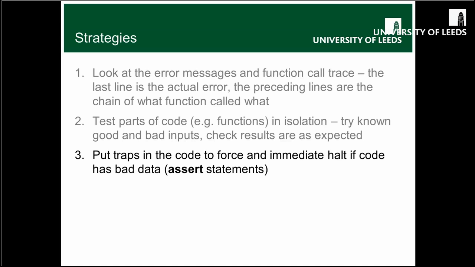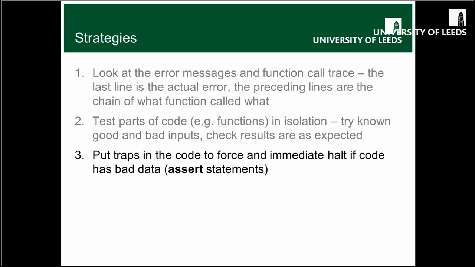So the next thing is to try and actually work out exactly why it's not working, how is it not working properly. There are a couple of things you do at this point. You can put some traps in the code to try and force an immediate halt when you have some bad data. So this is making use of the assert statement, which I introduced in the last video. This is particularly useful if you think that the problem is your function is falling over because it's getting some bad input from somewhere else in your program.